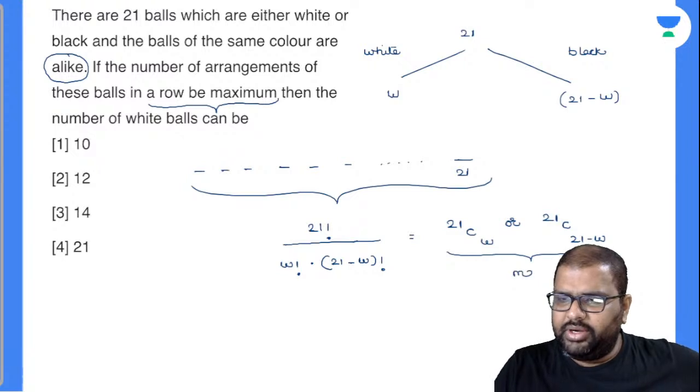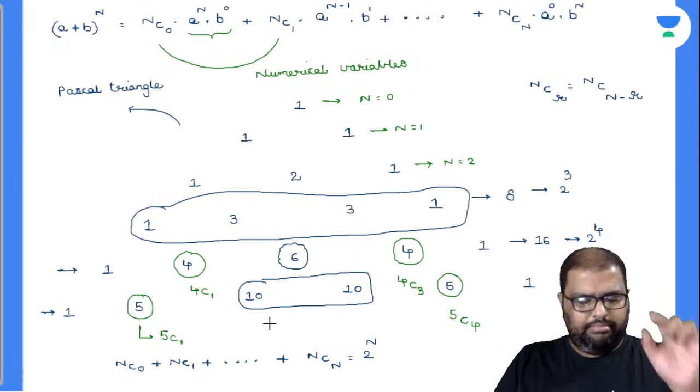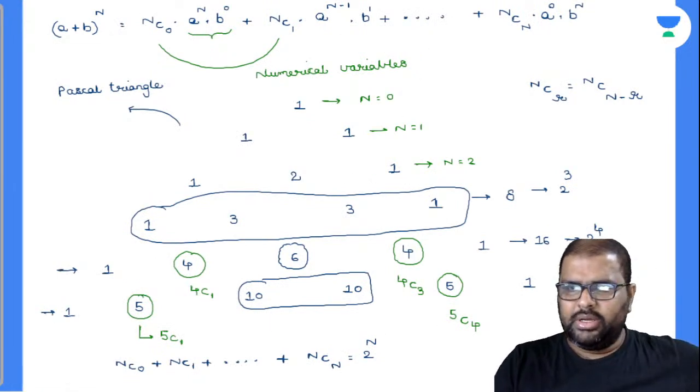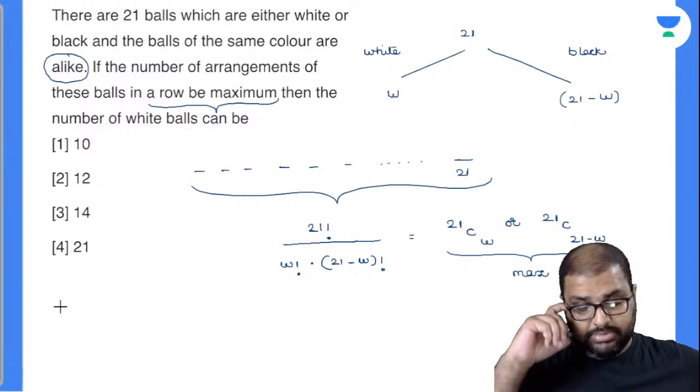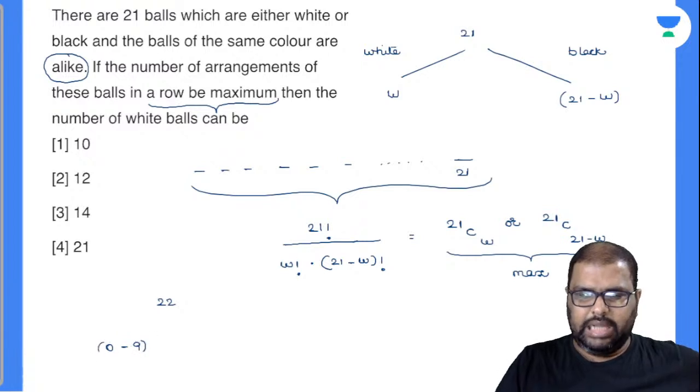Where can you find this maximum value? Already we have seen in Pascal's Triangle, the middlemost number will be the maximum number. Am I right or wrong? So 21 means how many terms will be there? 0 to 21, there will be 22 terms. 22 terms divided equally, 0 to 9, 10 terms. Am I right or wrong?